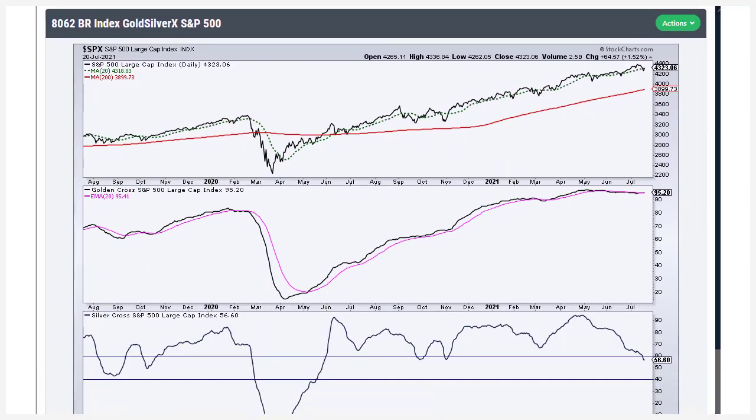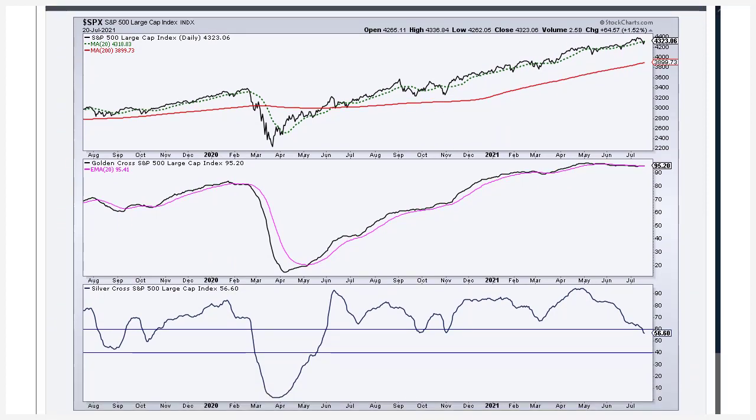Now, we're going to look at the silver cross. I'm not going to look at the golden cross. This is the percentage of stocks with a golden cross, and I'm looking at the silver cross the same way I look at the bullish percent index. It goes from 0% to 100%. And currently 56.6% of stocks have a silver cross, which is the 20-day above the 50-day.